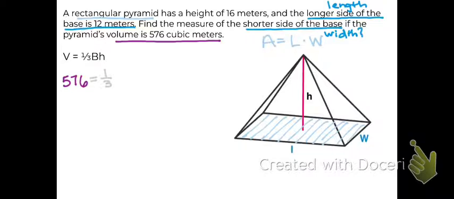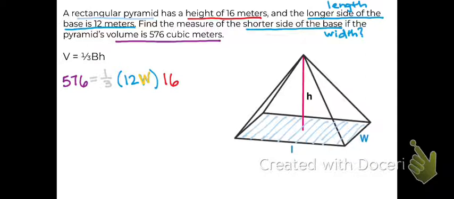So what we can do though is, instead of B for base, let's put in the formula to find the area of that base, length times width. But instead of length, we'll put 12, and instead of width, we'll put W. And then we multiply that by the height, which they're telling us is 16 meters. So this is our equation, and we just want to solve for W. So we want W by itself.